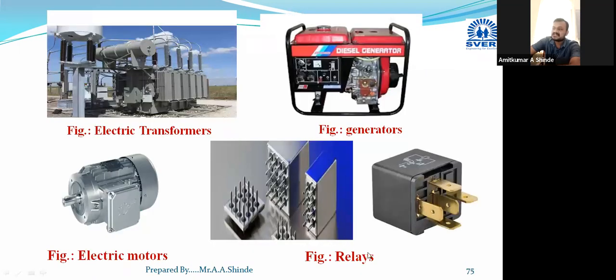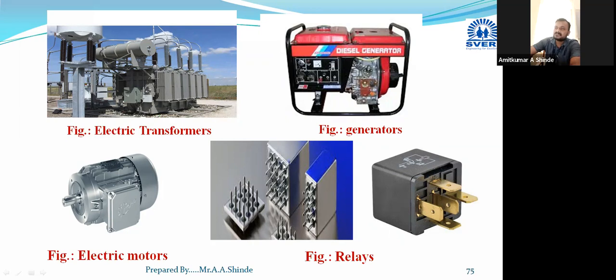Generally, we are using these relays or the solenoids to open or close a particular circuit so that we can switch it off or on. So these are some applications of silicon steels, and all applications are related to only the electrical field. That's why these steels are termed as electrical steels.